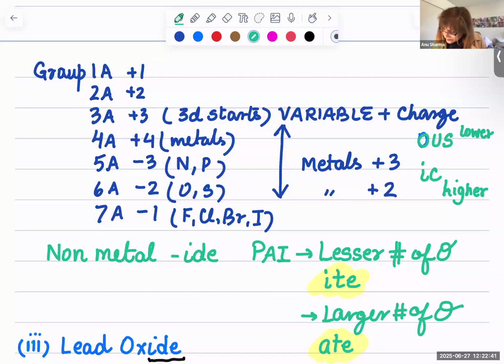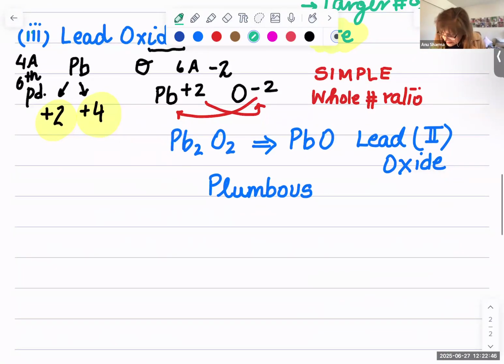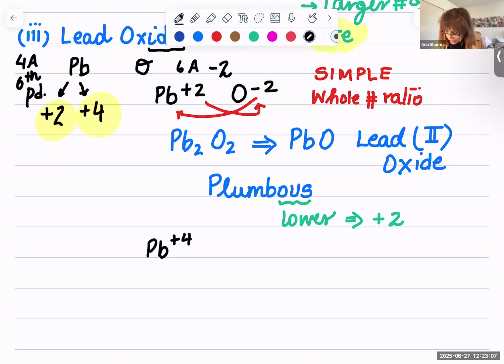Okay, now. So plumbous, -ous means lower charge. So that's a +2 charge. Lower implies +2 charge for lead. So if lead is in +2 state, then you would get that. Now, on the other hand, let's look at the choices: Pb +4 and oxygen in that case -2. So again, show the crisscrossing. You have to show it all the time.